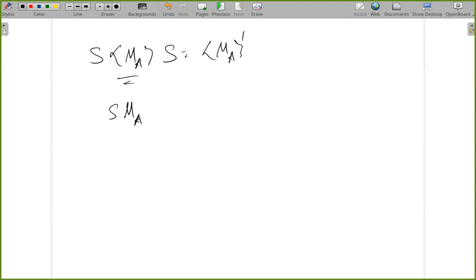So let's do that. So SMA, SMB. I want to show that whenever I choose an operator in here, SMA, SMB must commute with this, right? Then it will show me that this is in the commutant, right? So I want to show that this is equal to MB, SMA, S. So let's apply it on a vector.